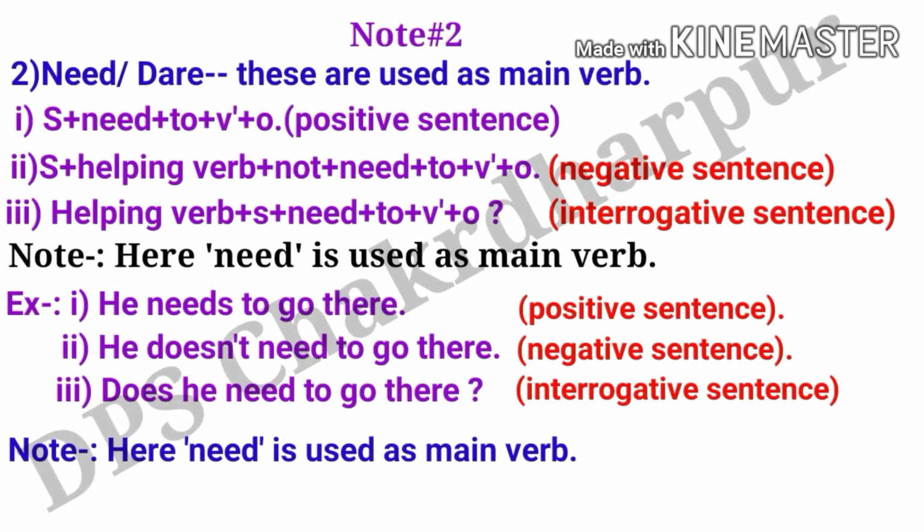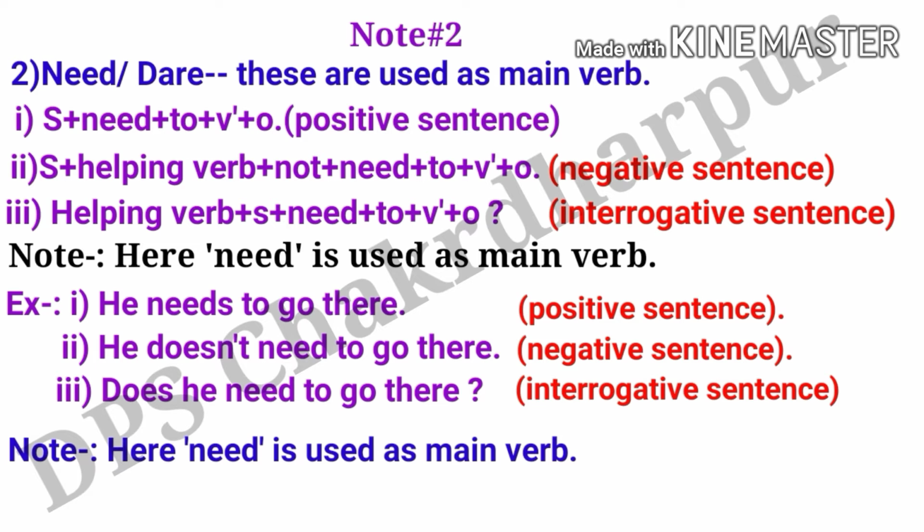Welcome guys once again. Here is note number 2. Let's see, need and dare are words that are used as a main verb. A structure is given here, you must go through this one so that you can create sentences. First one is the positive sentence: subject plus need plus to plus V1 plus object. What is to? It is a preposition. Second one is subject plus helping verb plus not plus need plus to plus V1 plus object. This one is for negative sentence. And third one is helping verb plus subject plus need plus to plus V1 plus object. This one is the interrogative sentence.